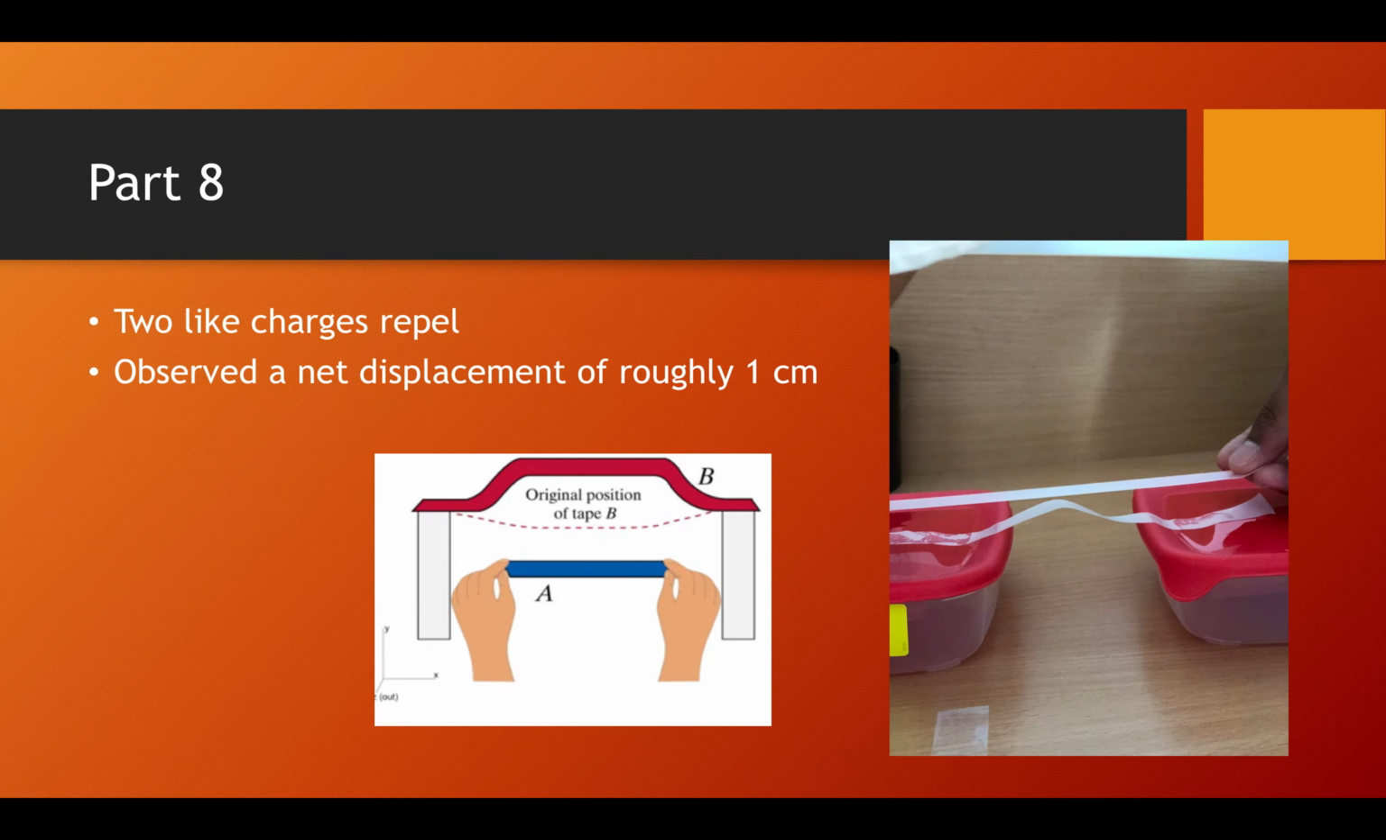So for part eight, as the picture shows right here, the two strips of tape, one below the other, we observed that they repelled, and they repelled because they're both positive charges. And using a ruler, we observed roughly a 1 centimeter displacement. So two like charges.